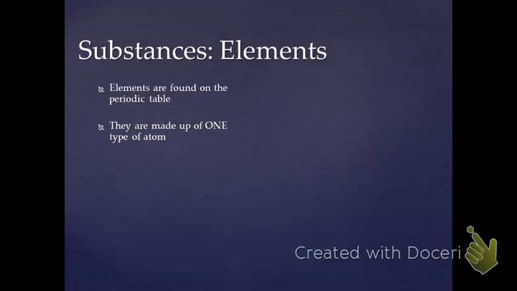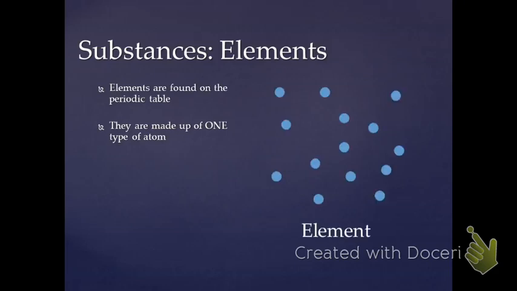Elements are found on the periodic table. They are made up of one type of atom. When you see an element, typically we describe it as all the same color. Because you can't see an atom, we draw them all spherically the same, and then we shade them to distinguish what type is different from another type. In this case, this is a picture of an element because they're all blue. They're all the same type of atom.